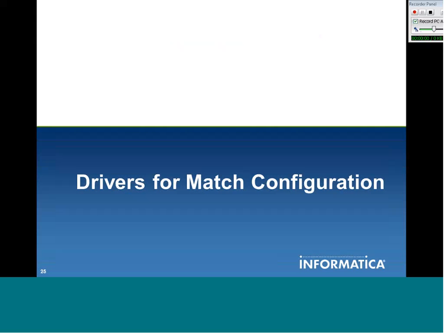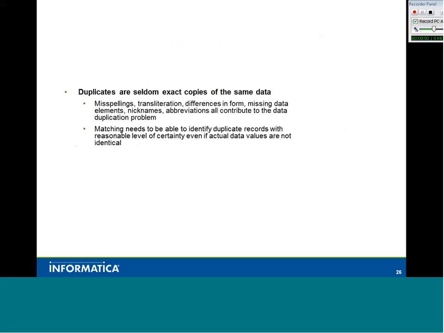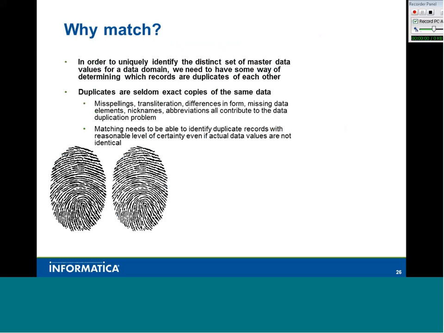So now let's look briefly into the drivers for match configuration. So why matching? In order to identify unique records, we need to have some way to determine which records are duplicates of each other. And a duplicate record doesn't necessarily mean that it's an identical duplicate of another record. It just means that, for example, Robert and Rob in a typical North American population would represent the same name. As I mentioned earlier on, Elizabeth and Beth would be the same name. John and Johnny, and so on.